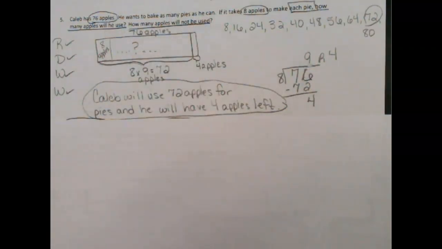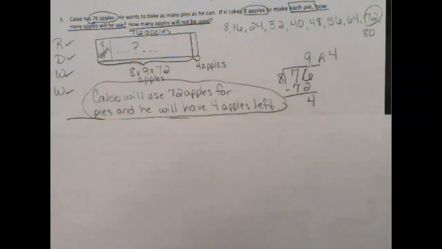How many apples will not be used? All right, so this problem's written a little differently. It's not wanting to know how many groups or how many are in each group. It's wanting to know if he needs 8 apples to make each pie, and he has 76 apples, how many apples is he going to use?